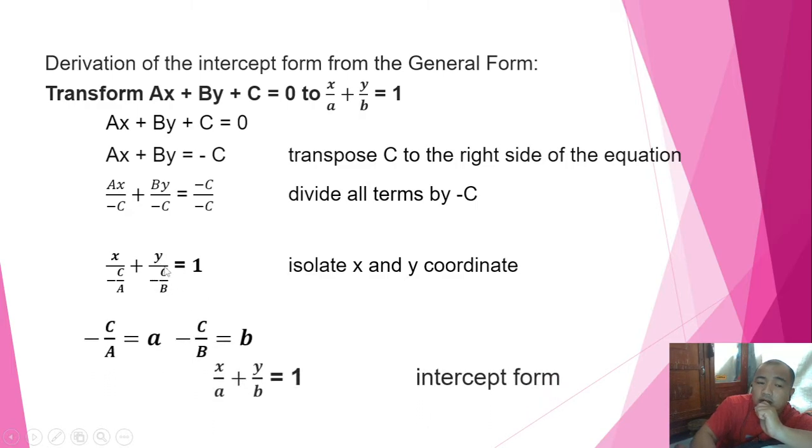So from the intercept form here, we can now have the formula for x-intercept, negative c over a, and for y-intercept, negative c over b. So we now have a formula for x-intercept negative c over a, for y-intercept negative c over b, and for slope negative a over b.